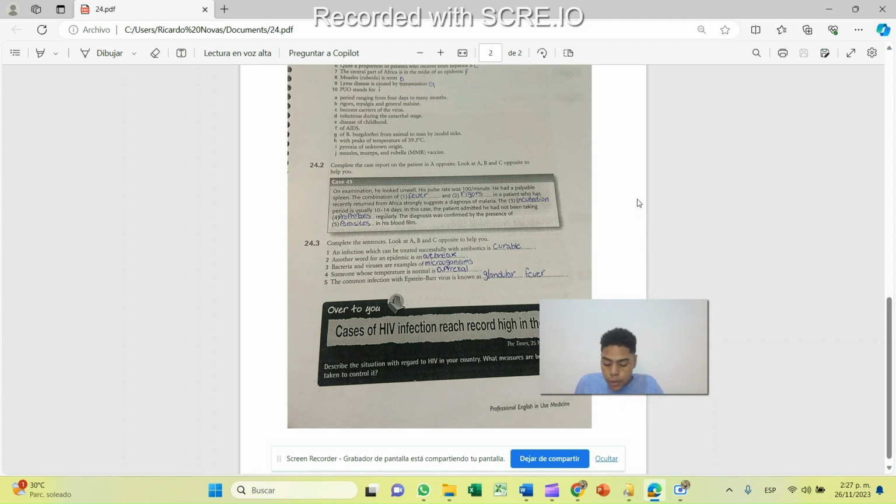The incubation period is usually 10 to 14 days. In this case, the patient admitted he had not been taking prophylaxis regularly. The diagnosis was confirmed by the presence of parasites in his blood film.